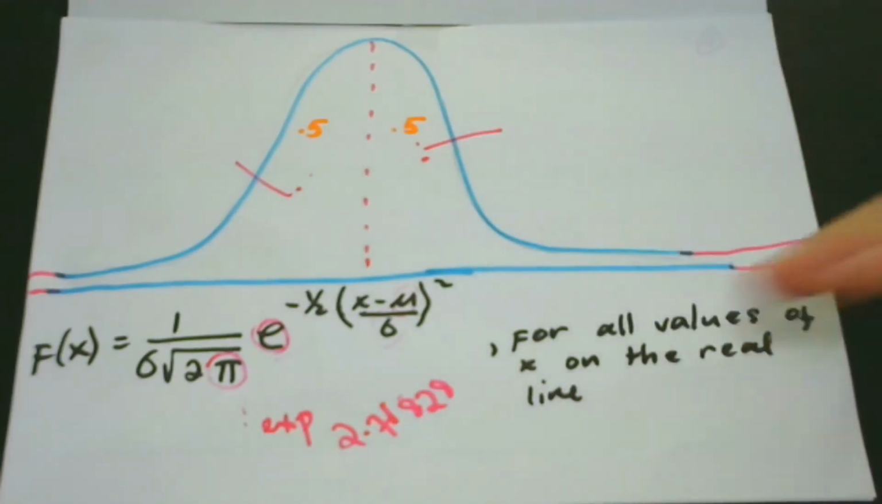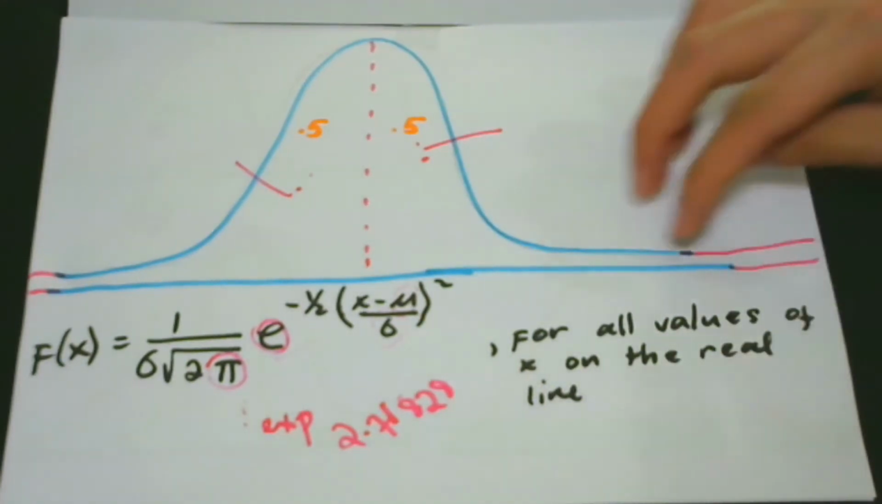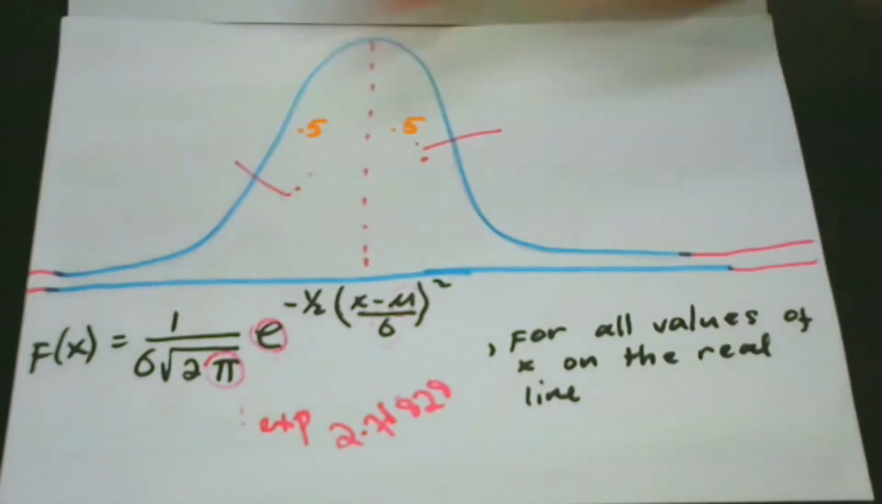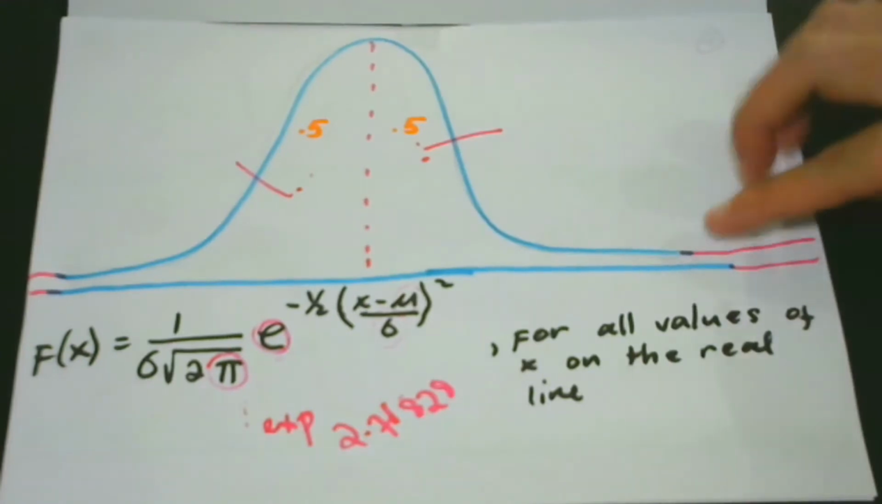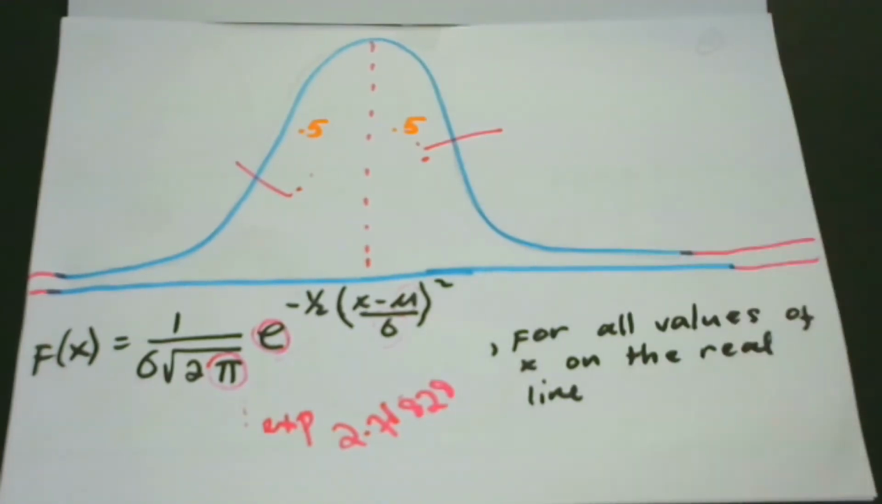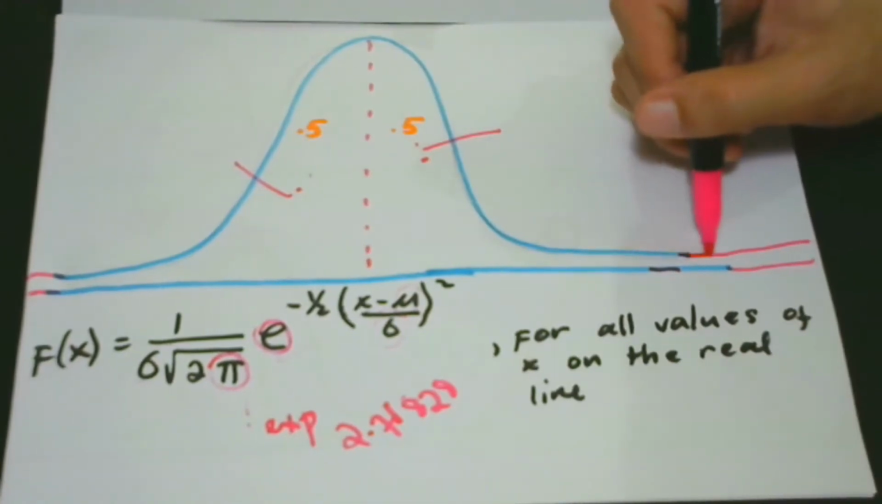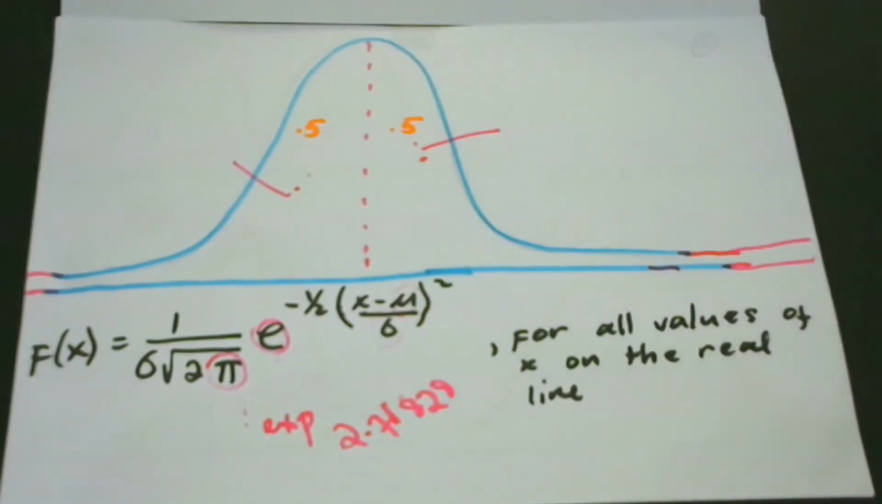but never touch the horizontal axis. So no matter how we extend the lines, both lines, left and right, they could not meet this axis. We call this the horizontal axis. They will never meet. So we call that asymptotic.